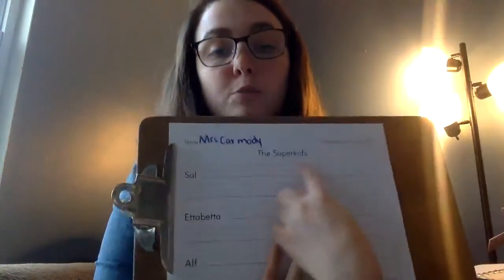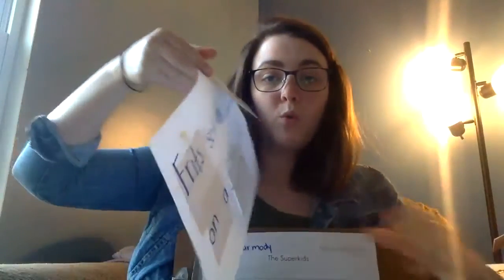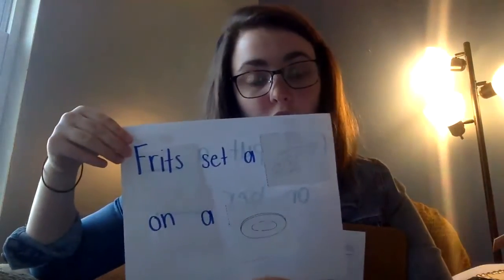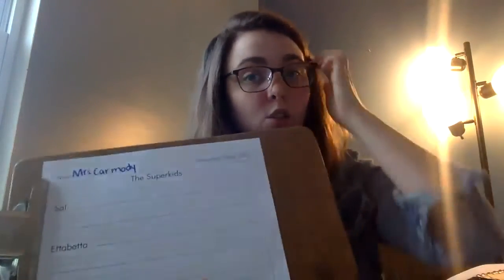So your paper then says the Super Kids. We see Sal, Etta Betta, and Alf. And your job is to create a sentence for Sal, to create a sentence for Etta Betta, and to create a sentence for Alf. And just like I did with my big pictures, you are going to glue or tape your small pictures where they go in your sentence.